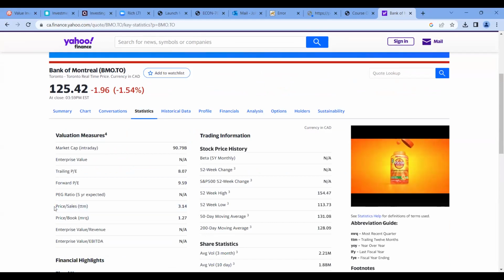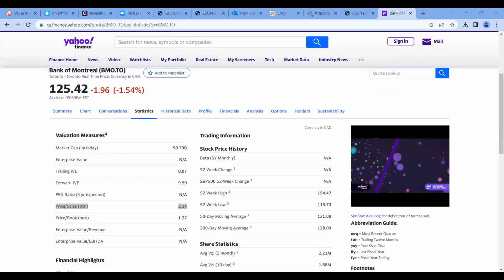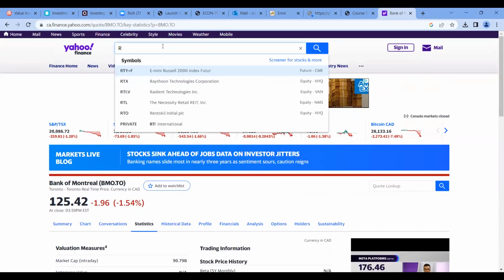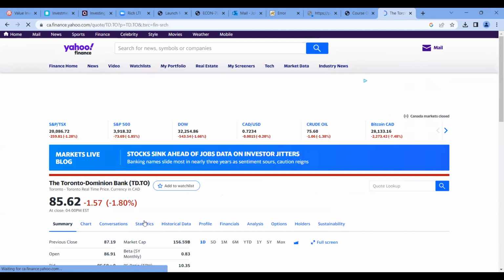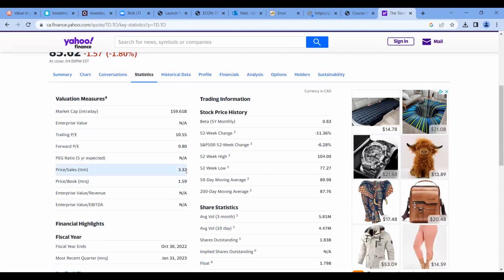So it's about 3.14 for BMO. And I would recommend looking at other banks and figuring out what theirs is. So here, price to sales is 3.14 for BMO. Let's look up TD. Look at TD's price to sales ratio. TD is 3.32. So BMO's is slightly lower than TD's.